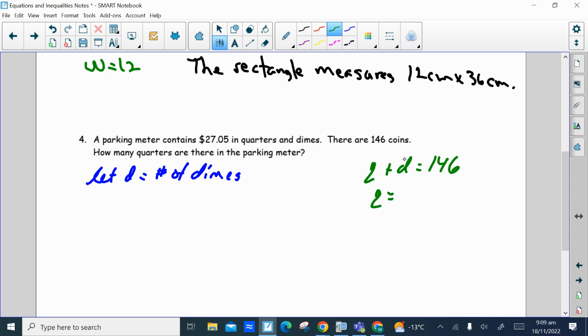If you add D to both sides, you're not going to get rid of this D. We need to get rid of this D. Yes, you would subtract D from both sides. And now we have an expression for Q, the number of quarters, in terms of D, the number of dimes. If D is the number of dimes, we've just shown here on the right that the number of quarters would be 146, take away D. So from that, we can say that 146 take away D equals the number of quarters.